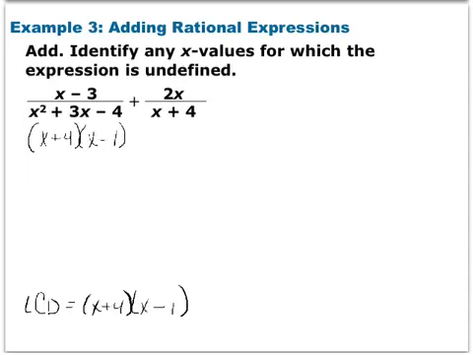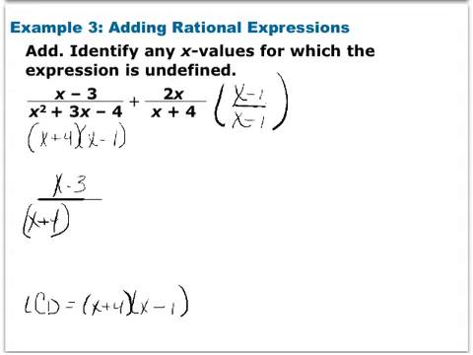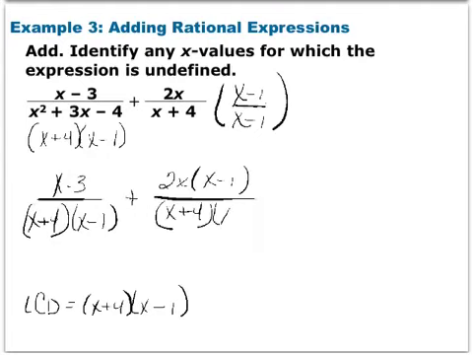So we need to multiply that second expression by x minus 1 over x minus 1. Rewrite everything. I have x minus 3, x plus 4, x minus 1, plus 2x times x minus 1 over x plus 4, x minus 1. Now we're good.